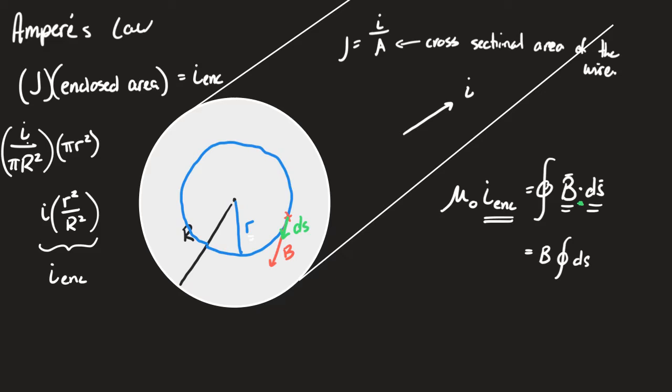That way we can pull the B right out of the integral, say it's a constant, and be left with adding up this length, which, for all intents and purposes, is just going to be 2 pi times little r. Which has to equal mu naught I total times r squared over the radius of the wire squared.